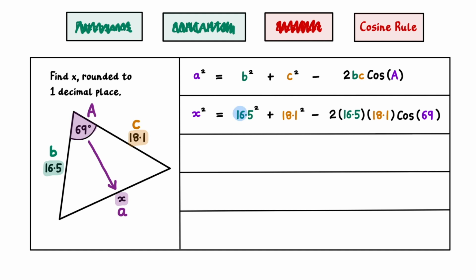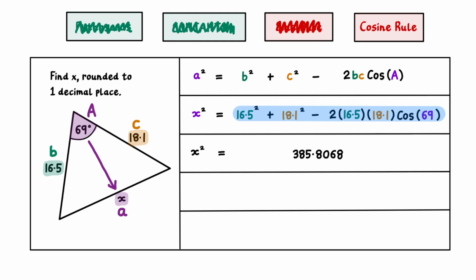While looking a bit complicated, the right-hand side of our equation does not contain any unknowns, so we can simplify by typing the whole thing into our calculator. This tells us that x squared equals 385.8068.